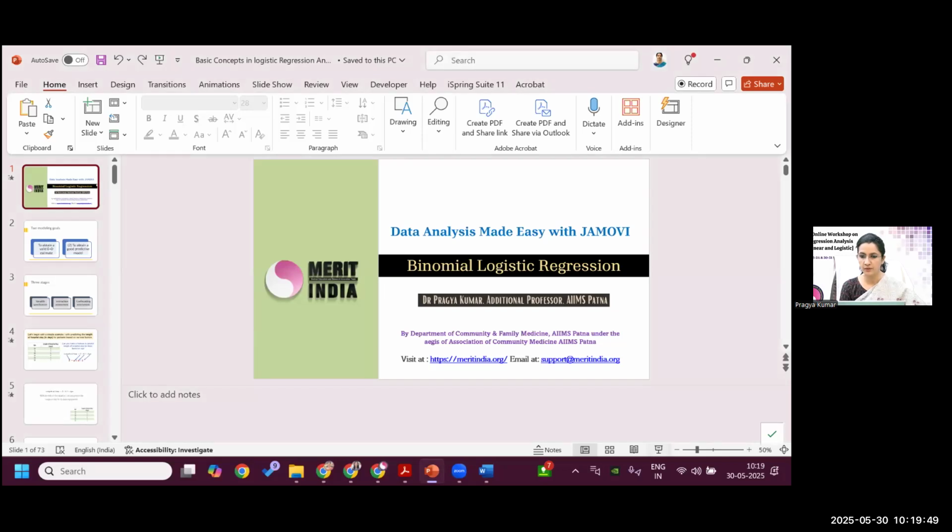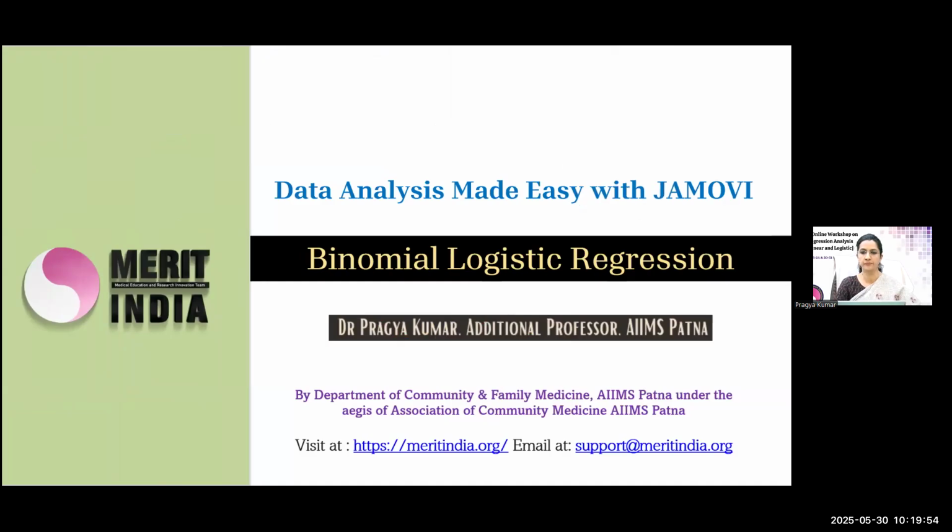And today we are going to start with binomial logistic regression. So in the last week, we discussed linear regression, where we take one predictor variable and try to see the relationship between the predictor variable and the dependent variable. The nature of the dependent variable should be continuous in this case.